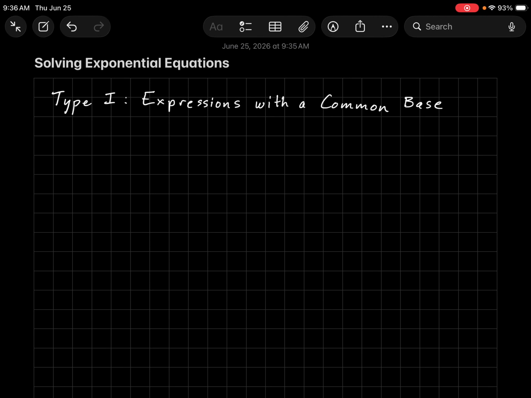Solving exponential equations. In this first part, I'm going to solve exponential equations where the expression on each side has a common base. For example, 5 to the x equals 1 over 125.